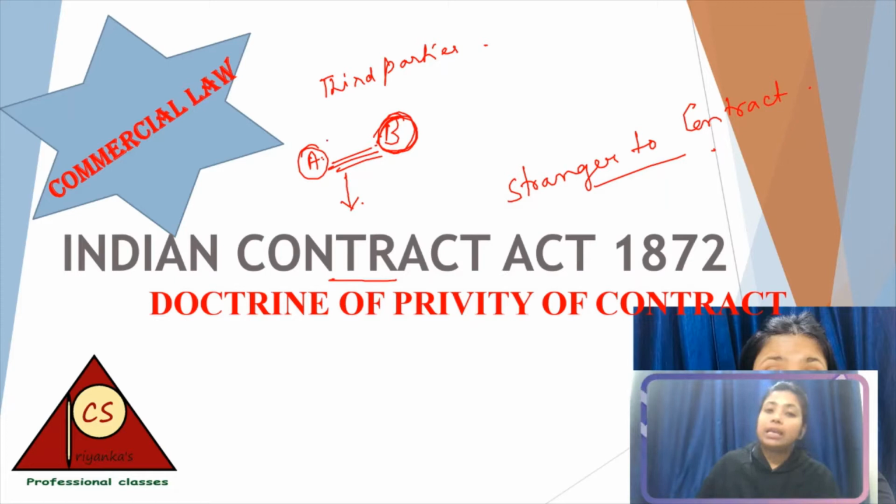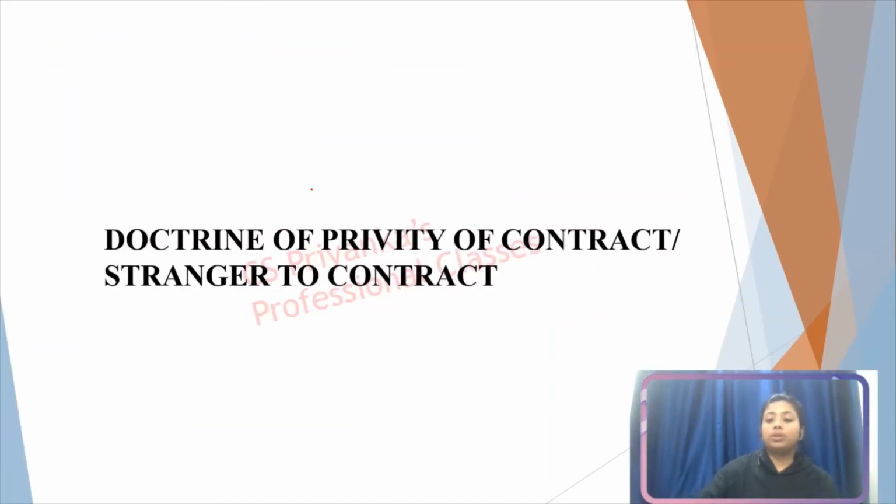That means if any differences arise between the parties, then A will file a case against B, or B can file a case against A. But no third party other than A and B can bring a case against A or B, or vice versa. Got it? So this is all about privity of contract. So let's get started. Doctrine of privity of contract, or we can say the other term is stranger to contract.